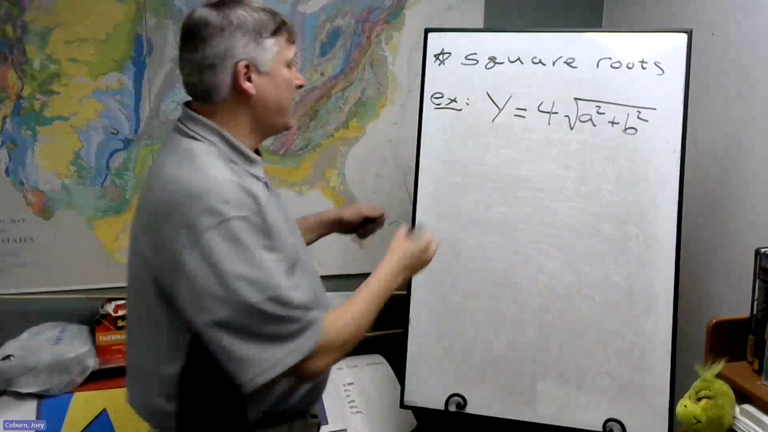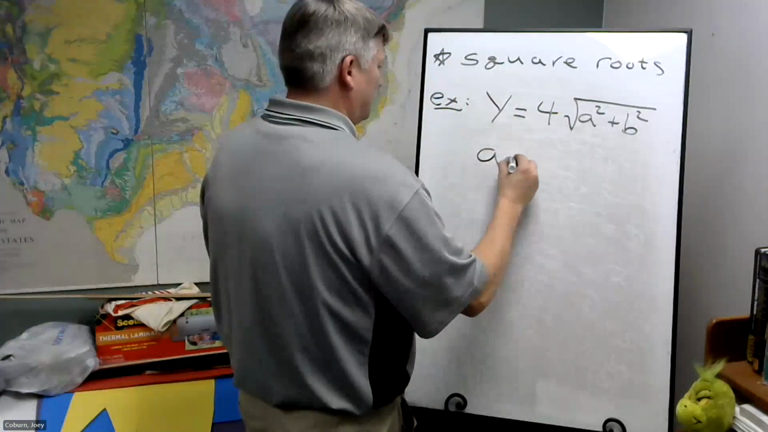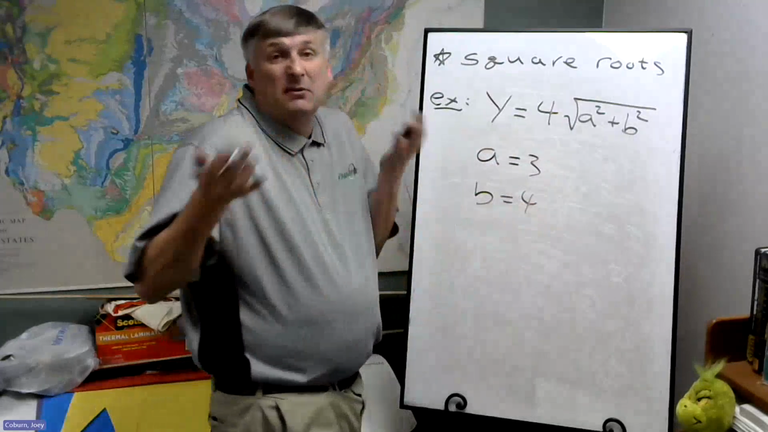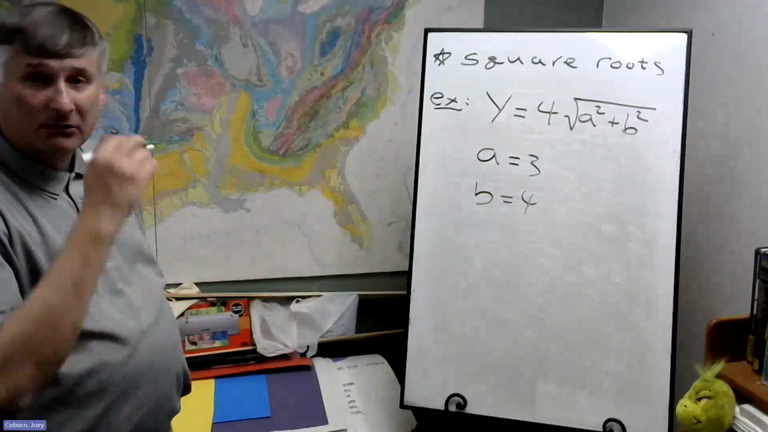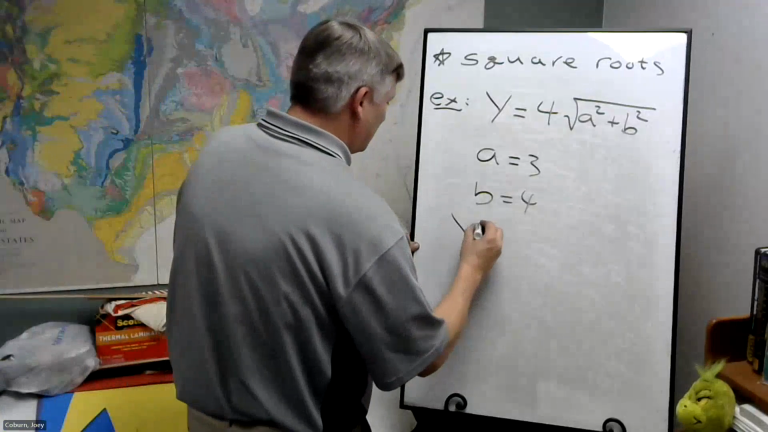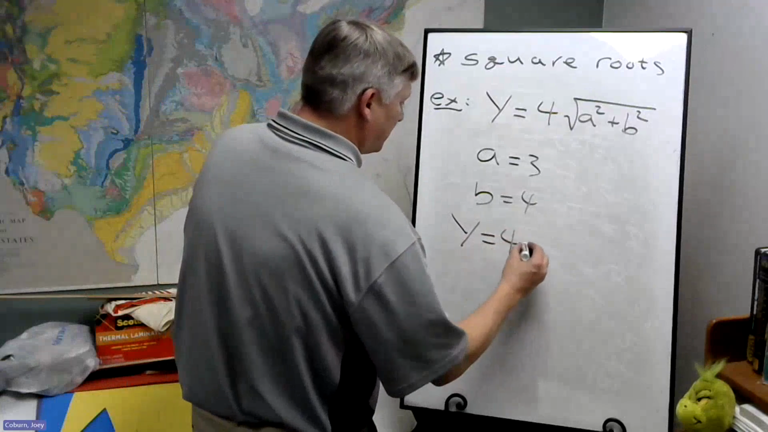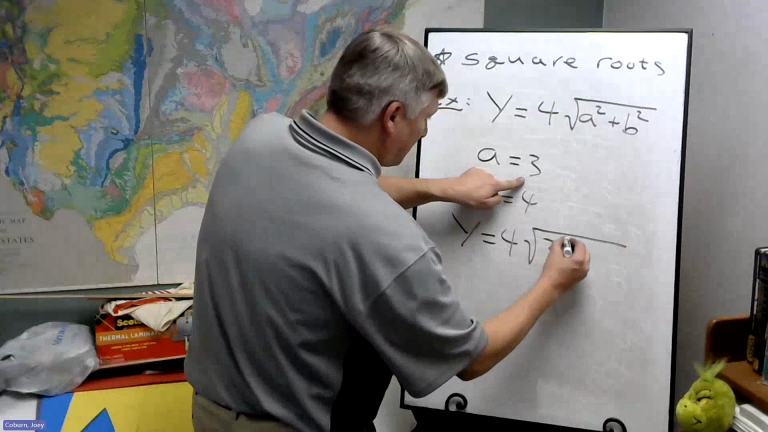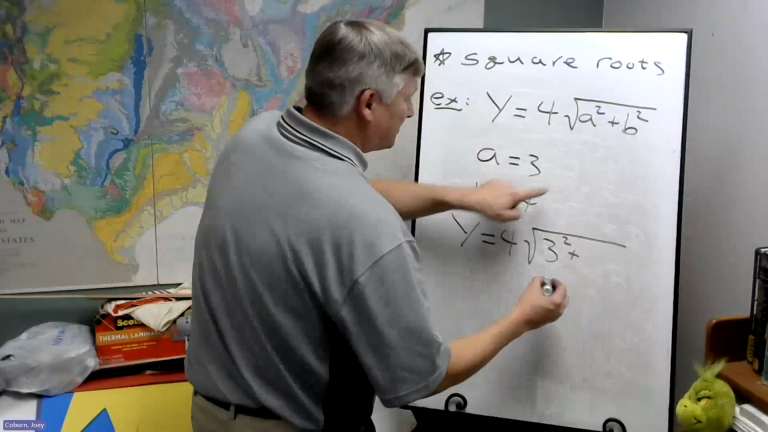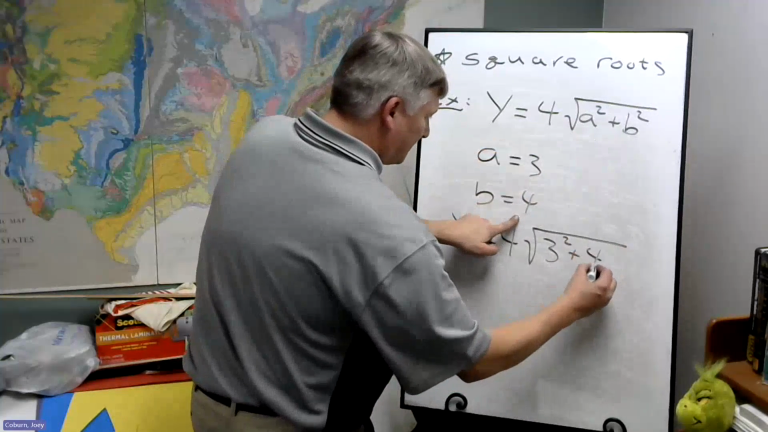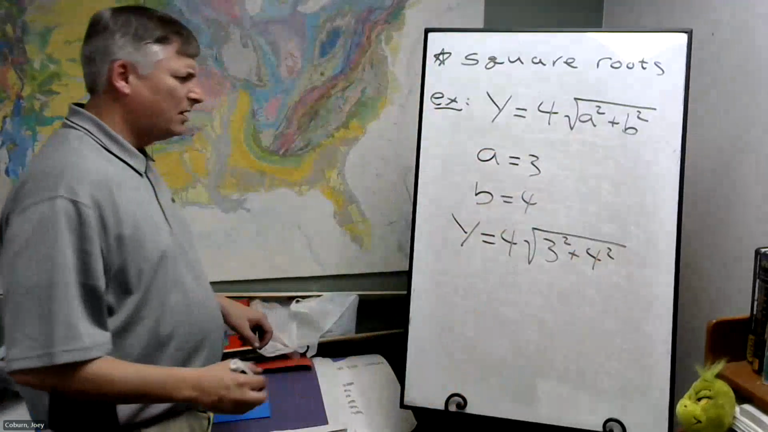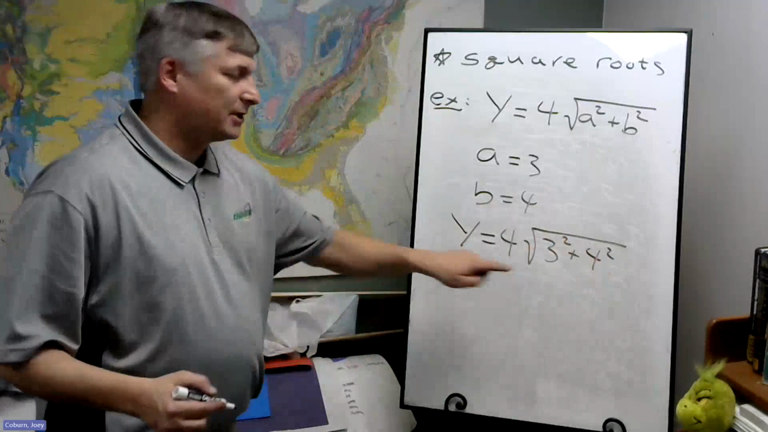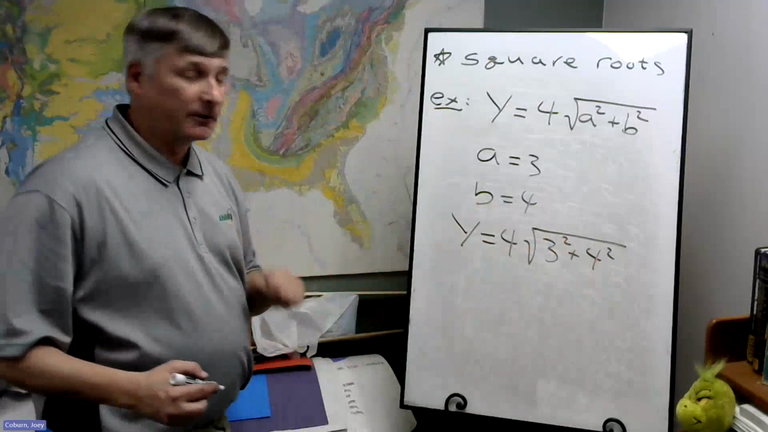So suppose we did this for a. Let a be 3, and say we chose b to be 4. All right. Well, y equals 4 times the square root. Replace a with 3, so this is now 3 squared, plus b is now 4, so this is now 4 squared. So we want to turn this into a number, and then we'll take its square root, and then we'll multiply by 4.